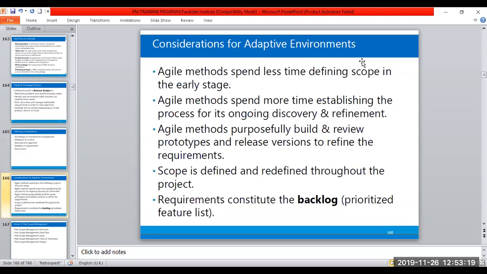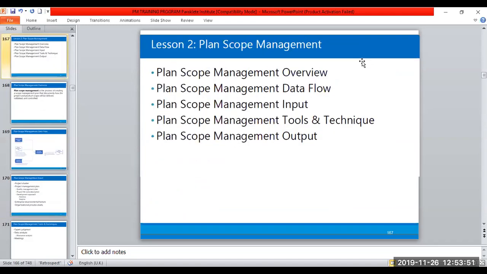Scope is defined and redefined throughout the project. That means scope is not just defined at once, unlike in the traditional approach of project management, where you have to define scope and then that is all. But in agile, scope is defined and redefined. Requirements constitute what we call the backlog. The backlog is a prioritized feature list. We are going to see all of that when you cover the chapter fully.